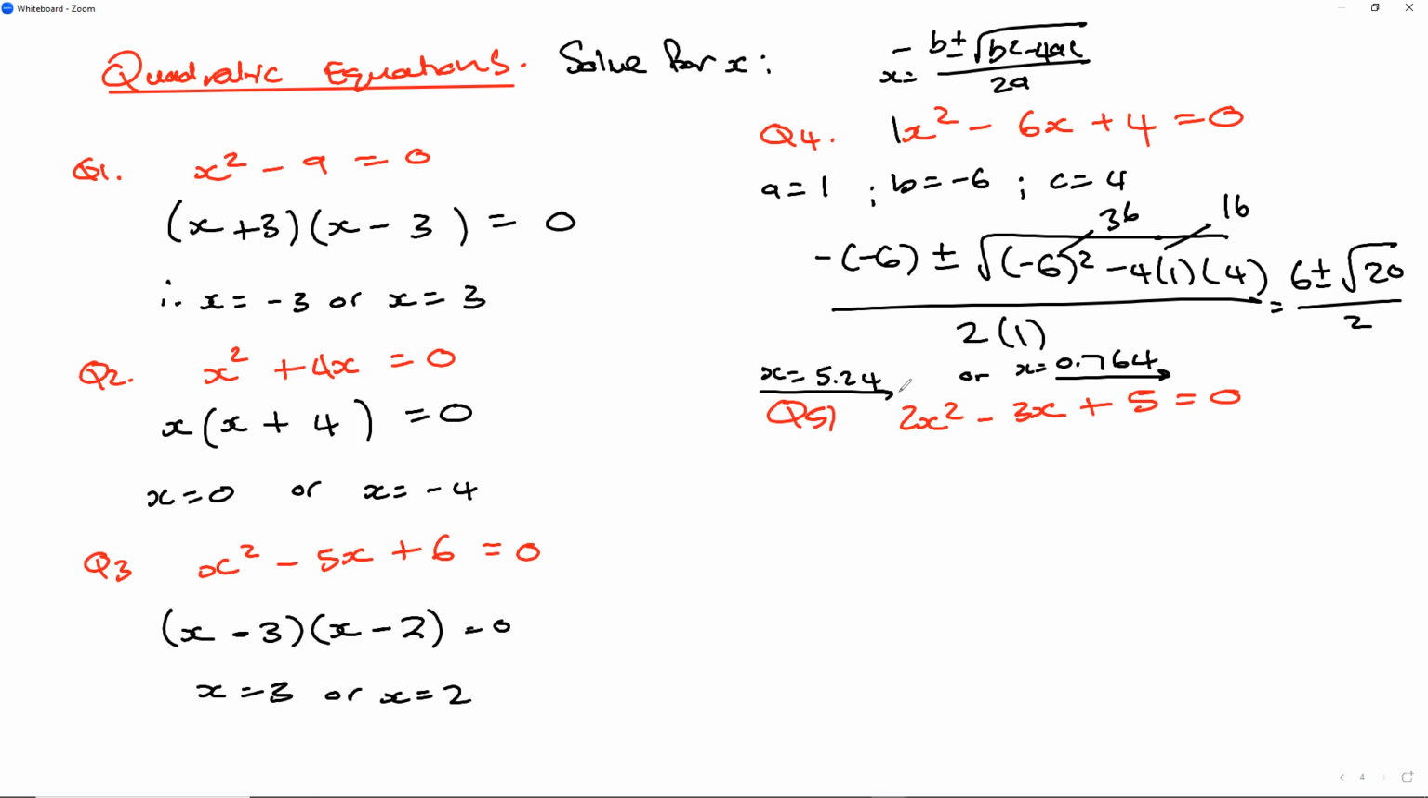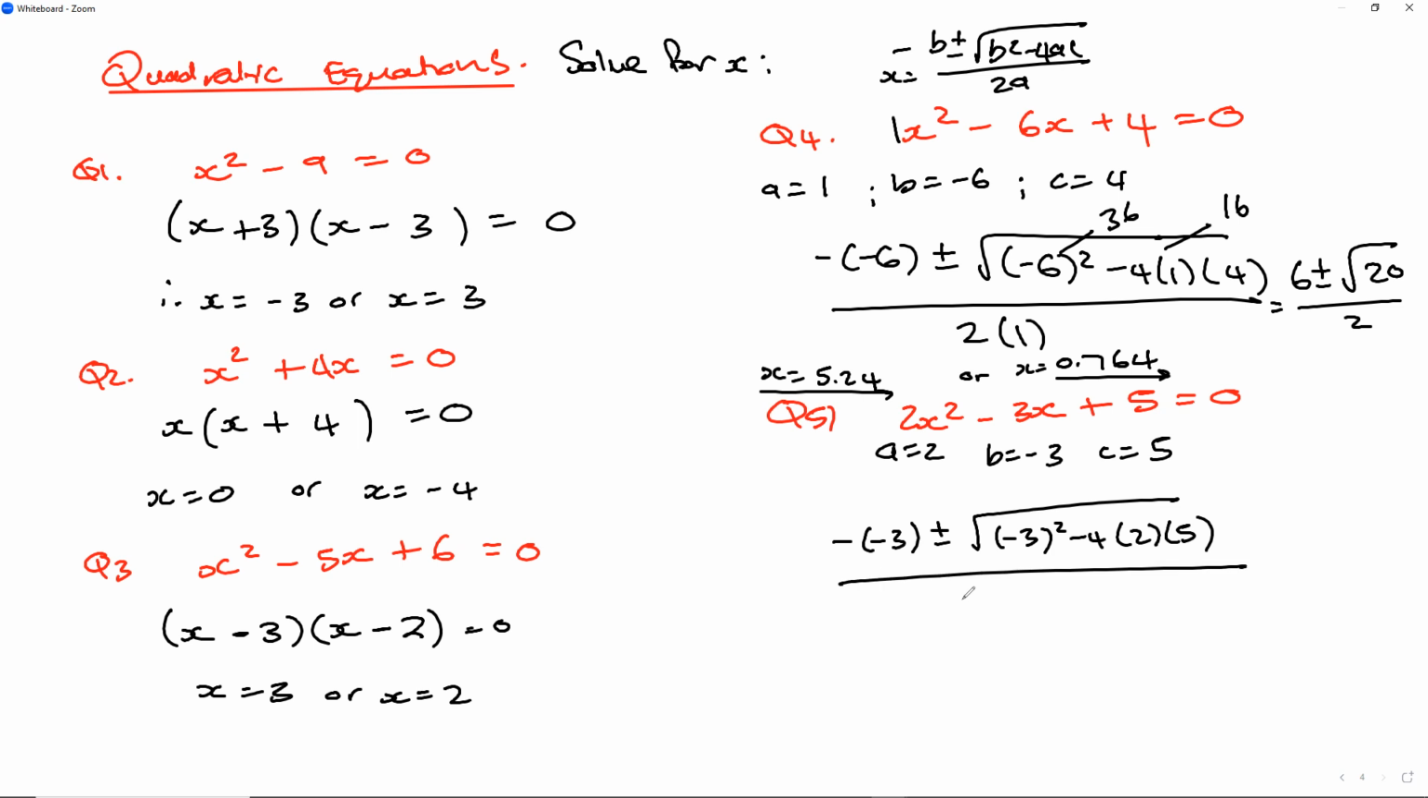The next one, we have an a value. Can we factorize this one over here? A value is equal to 2, b value is equal to -3, and c value is equal to 5. If I put it into the same formula, it's going to be -3 plus minus the square root of b squared minus 4ac, -3 squared minus 4 times 2 times 5 over 2 times 2. And this ends up as 3 plus minus the square root of 9 minus 4 times 2 is 8, times 5 is 40, over 4.